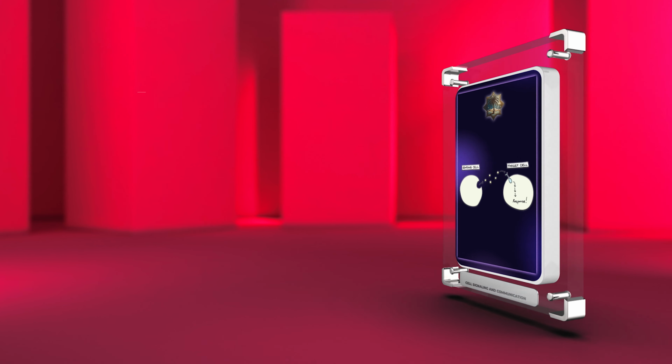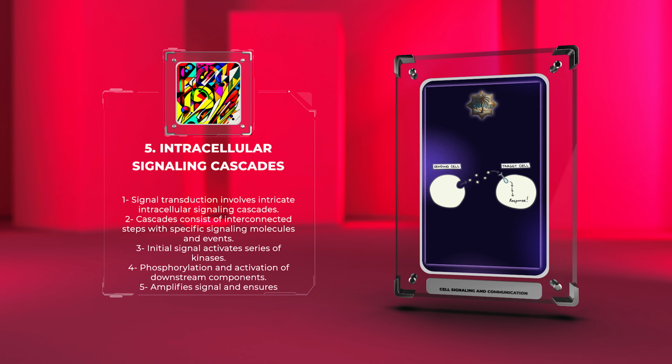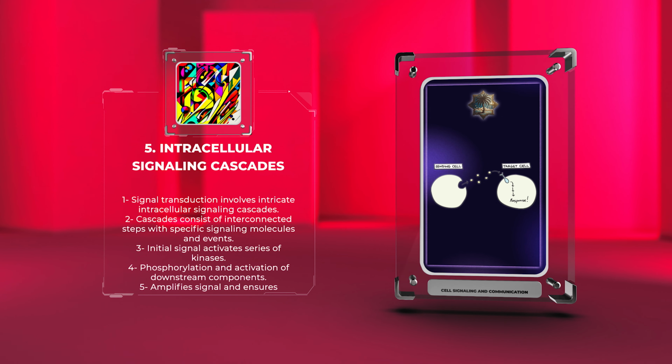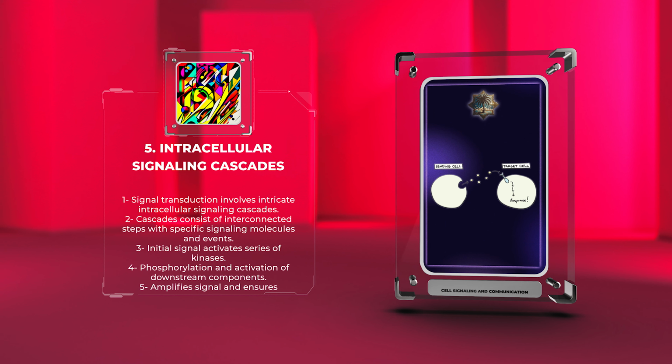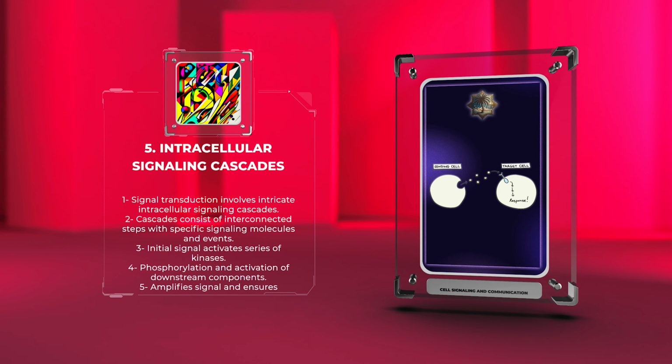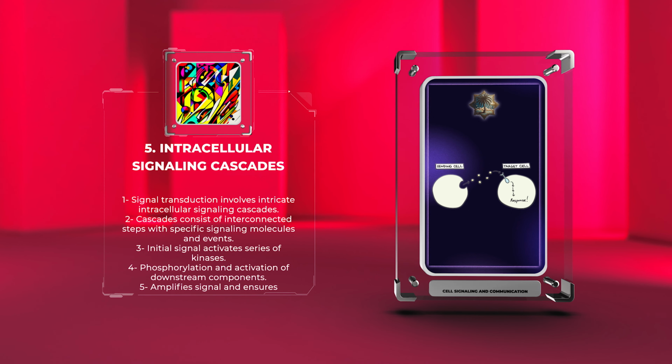Signal transduction often involves intricate intracellular signaling cascades. These cascades consist of a series of interconnected steps, each involving specific signaling molecules and events. An initial signal activates a series of kinases, leading to the phosphorylation and activation of downstream components. This amplifies the signal and ensures its propagation throughout the cell, ultimately resulting in the desired cellular response.